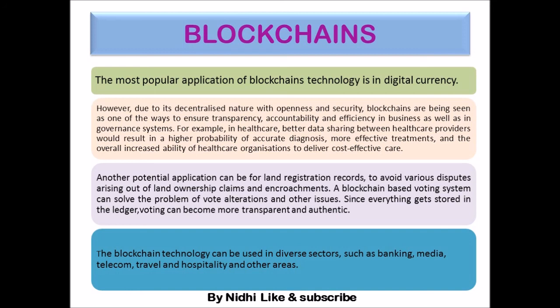Another potential application can be land registration records. So land registration records can also use blockchain technology to avoid various disputes arising out of land ownership claims and encroachments. Okay, so a blockchain-based voting system can solve the problem of voting alterations. That is the major issue in the voting system, that votes are purchased or something. With this blockchain technology this problem can be resolved. Voting can be more transparent and authentic, and this blockchain technology can be used in diverse sectors such as banking, media, telecom, travel, hospitality and other areas.